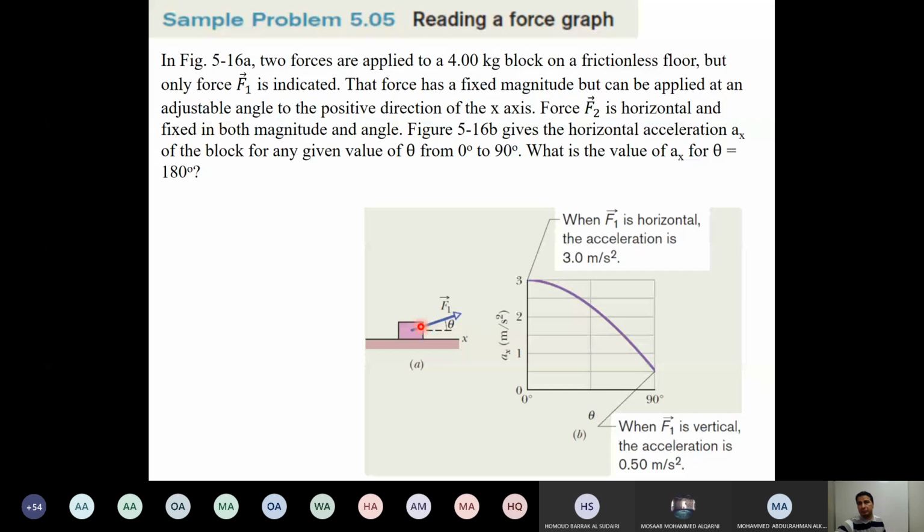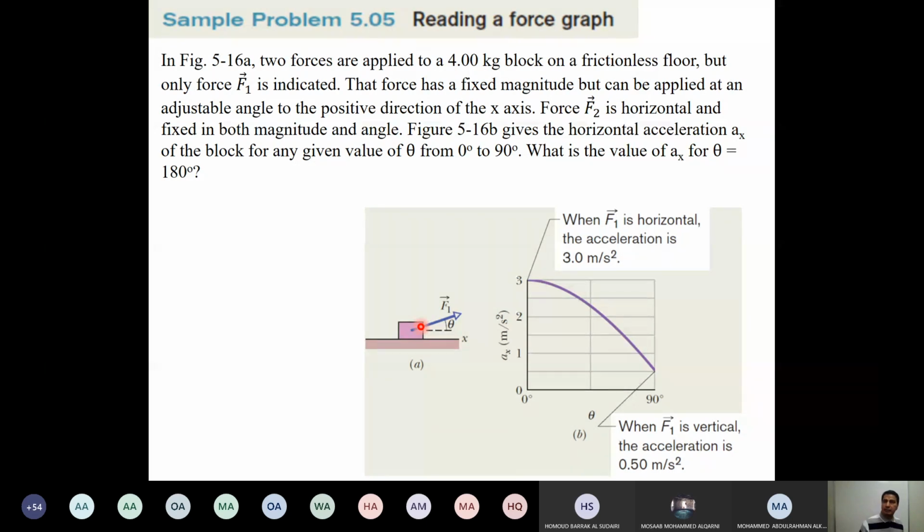That force has a fixed magnitude and can be applied at any adjustable angle to the positive x-axis. So F1 is flexible. You can move it up and down along the directions. But F2 is horizontal and fixed in both magnitude and angle. So it is applied only along the positive x-axis, okay? It just says horizontal, so it could be positive or negative. And also both are fixed in magnitude and angle.